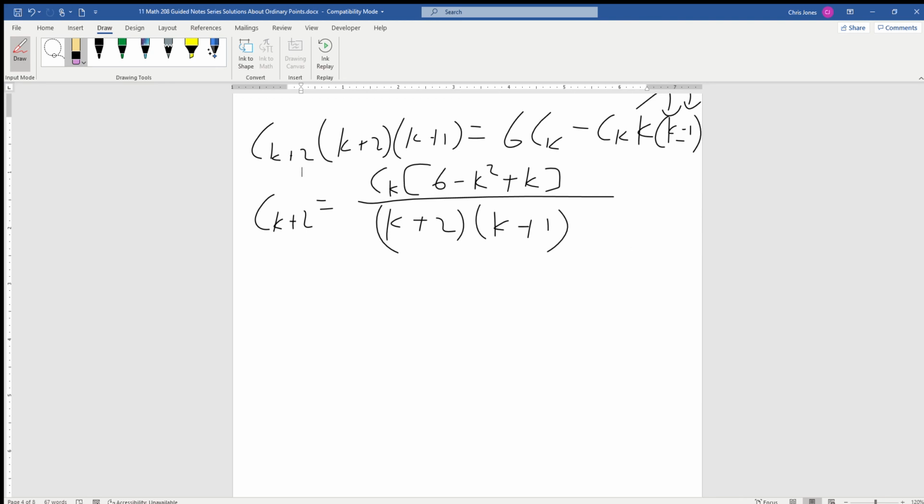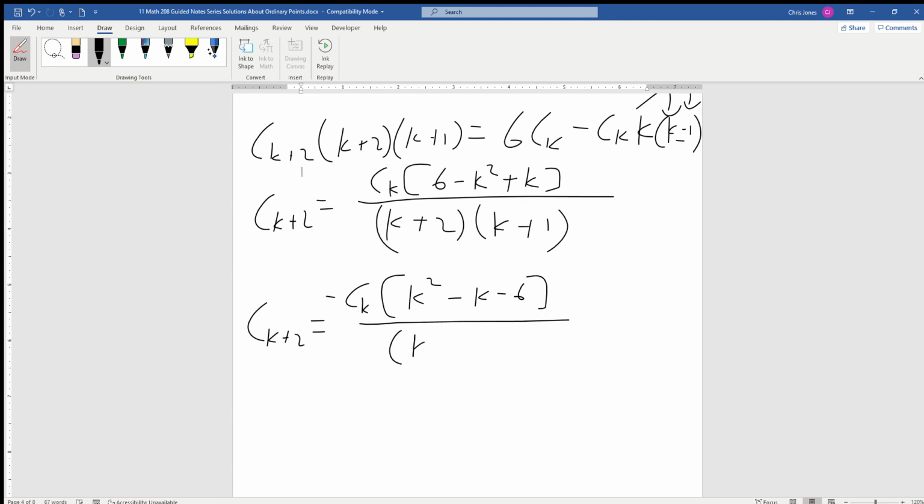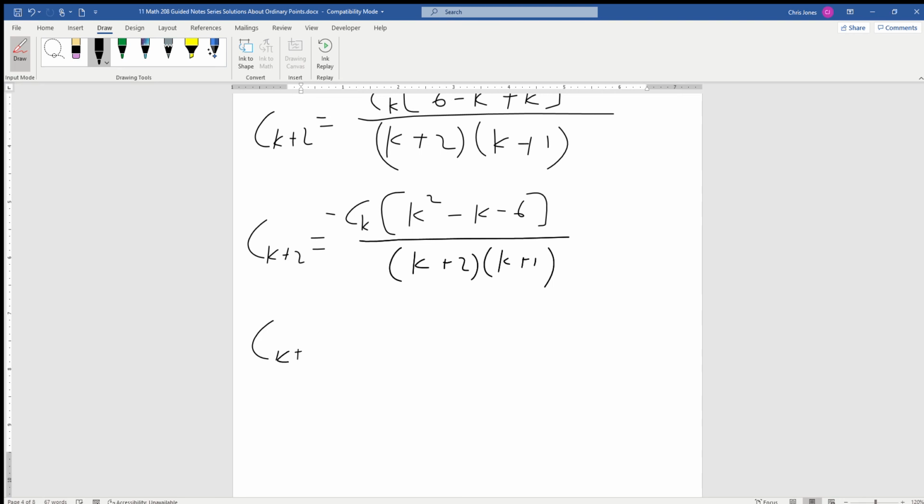So if we do that, c sub k plus 2 is going to be equal to c sub k opposite, and if we factor out a negative, that just changes all the signs. k squared minus k minus 6 divided by k plus 2, k plus 1, and mercifully, this actually does get a little bit better. c sub k plus 2 is going to be equal to opposite c sub k. We can factor this trinomial as k plus 2, k minus 3, all over k plus 2, k plus 1.